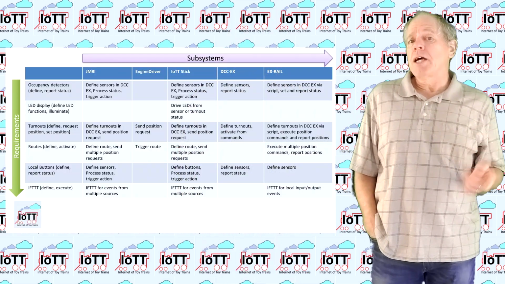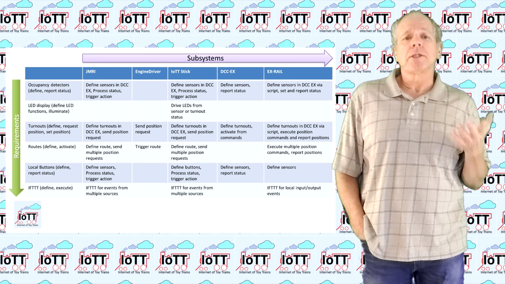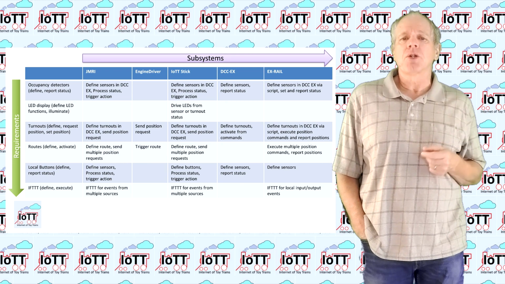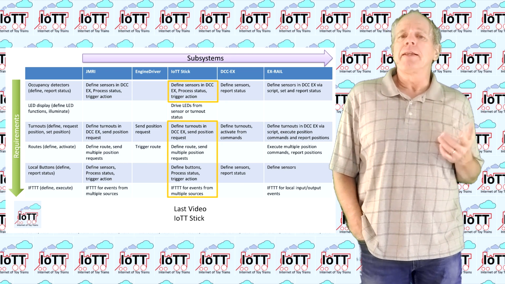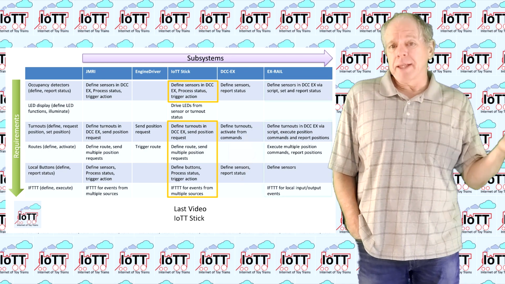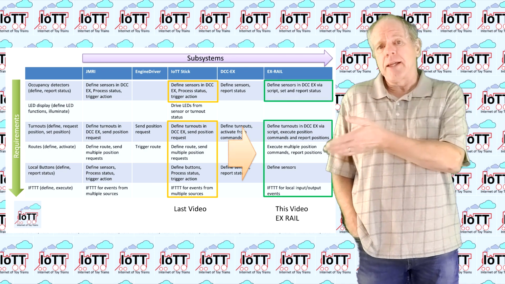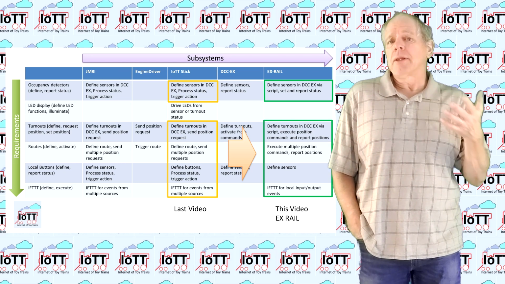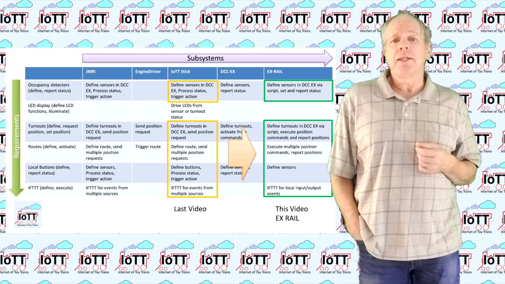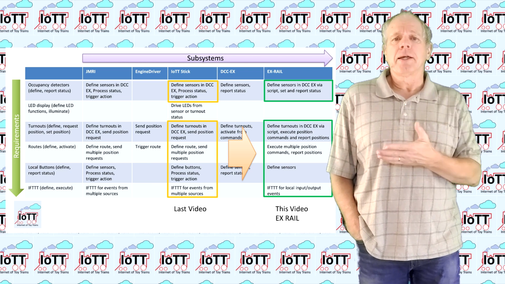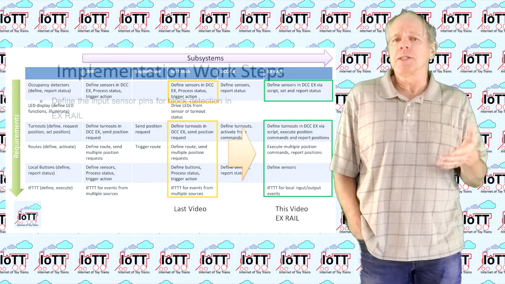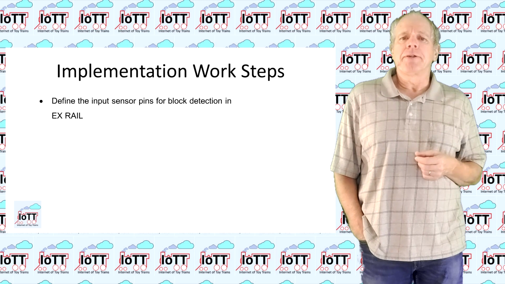In the last video I showed this slide to discuss system integration and decided to implement the button and route functionality using the event handler provided by the IoTT Stick. What I'm doing now is moving that functionality over to X-Rail, so closer to where the button input is happening. As a result, I do no longer have to send the button inputs over to the stick. But of course, I still want to have the information about turnout positions indicated on the LED matrix.